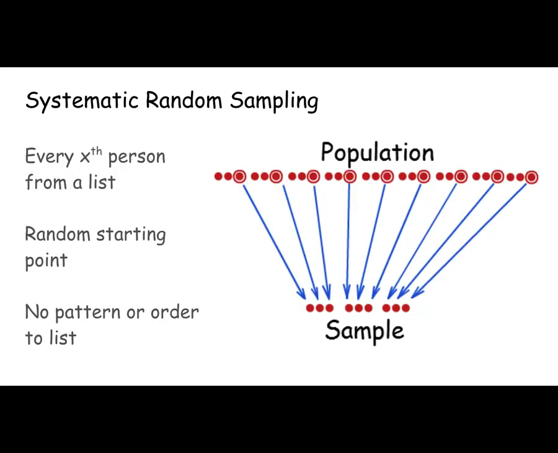Another straightforward way of random sampling is called systematic random sampling, where you have some list of your population and you pick a random starting point, and then every fifth or seventh or 10th person from that list gets chosen. The important thing is that there's no pattern or order to the list. So it can be alphabetic, as long as alphabetic doesn't mean that there's some sort of significance to every 10th person in the alphabetic listing that you're using.